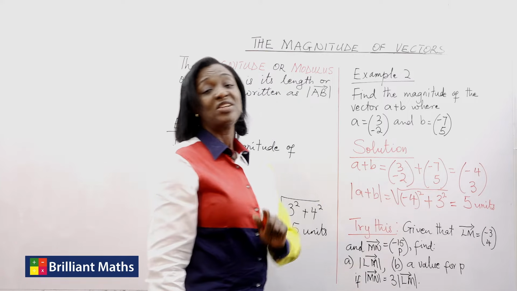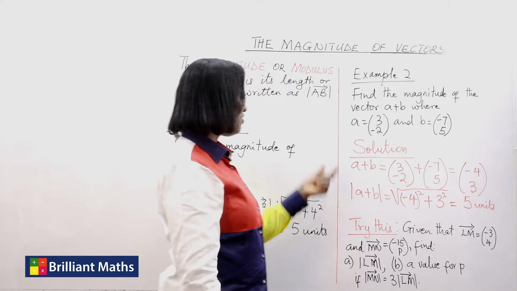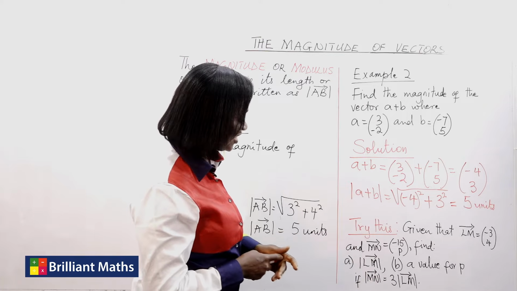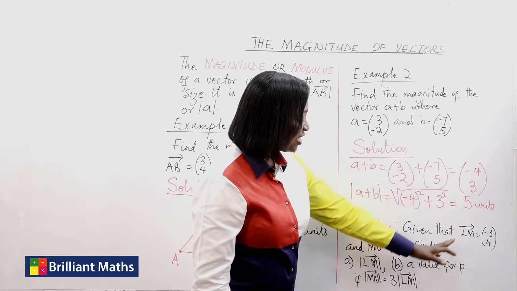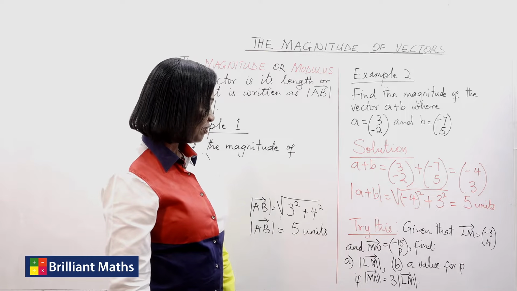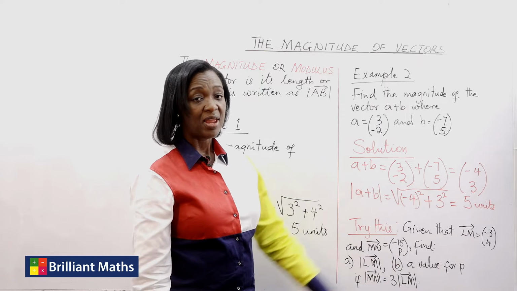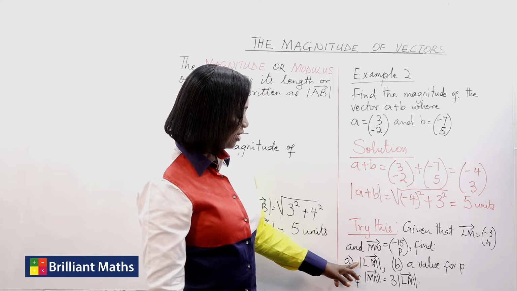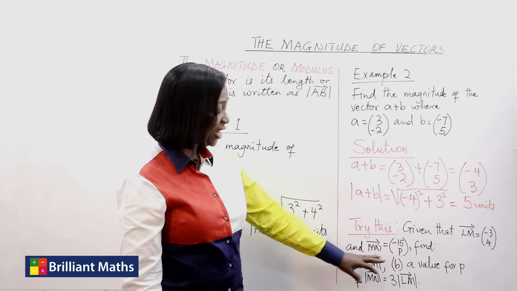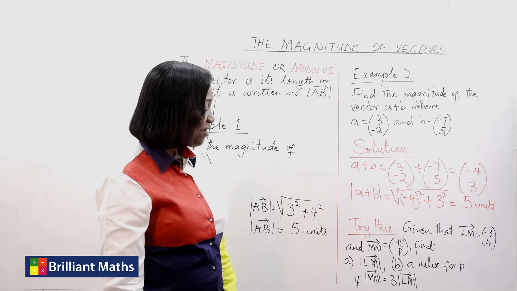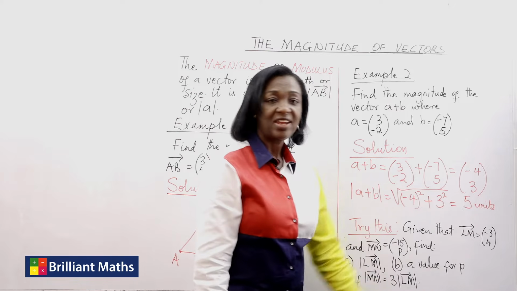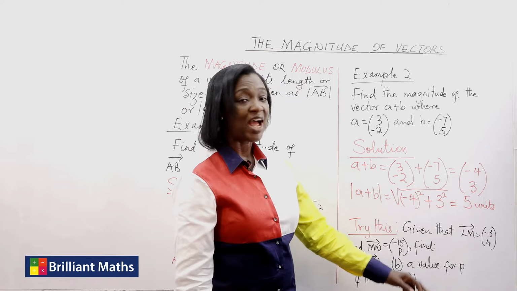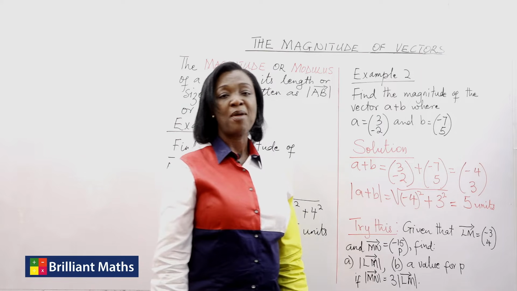Please, modulus is not always 5 units. This is just a coincidence that the first example and the second example have the modulus as 5 units. But look at this. Given that the vector LM is minus 3, 4, and MN is minus 15, P, find the modulus of LM, and find a value for P if the modulus of MN is equal to 3 times the modulus of LM.